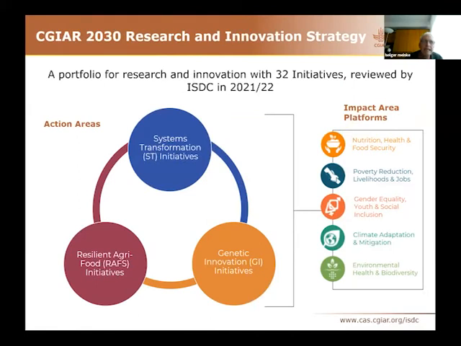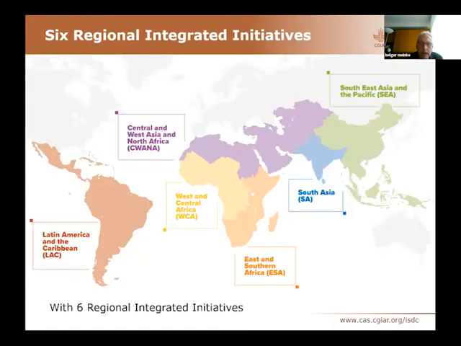As the ISDC, our responsibility for the last year and a half was to review a portfolio of research and innovation initiatives, 32 in all, in order to ensure that the new strategy that One CGIAR has developed can be implemented based on research initiatives that are integrated and very strongly based on partnerships. And again, I won't go into the details because you get that later, but it's important background to understand where we are coming from when it comes to partnerships.